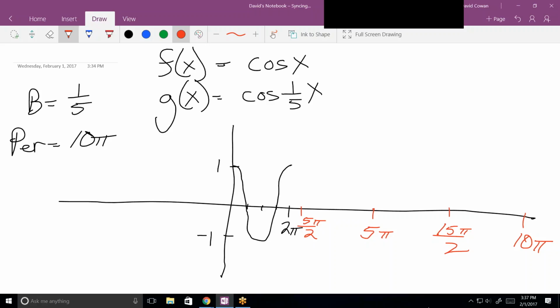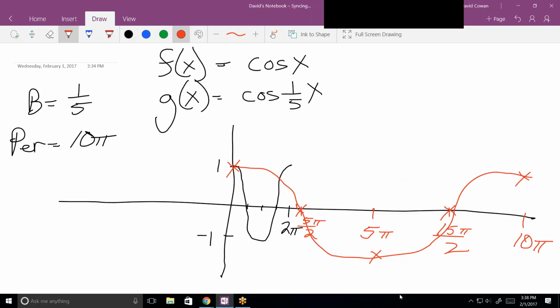So now what I know is my starting point is there. This is where I go through the x-axis for the first time. This is where I hit the minimum. This is where I go through the x-axis for the second time, and I come back to my starting spot. So now you just have to draw the shape of the cosine curve through those points, and there you have it.